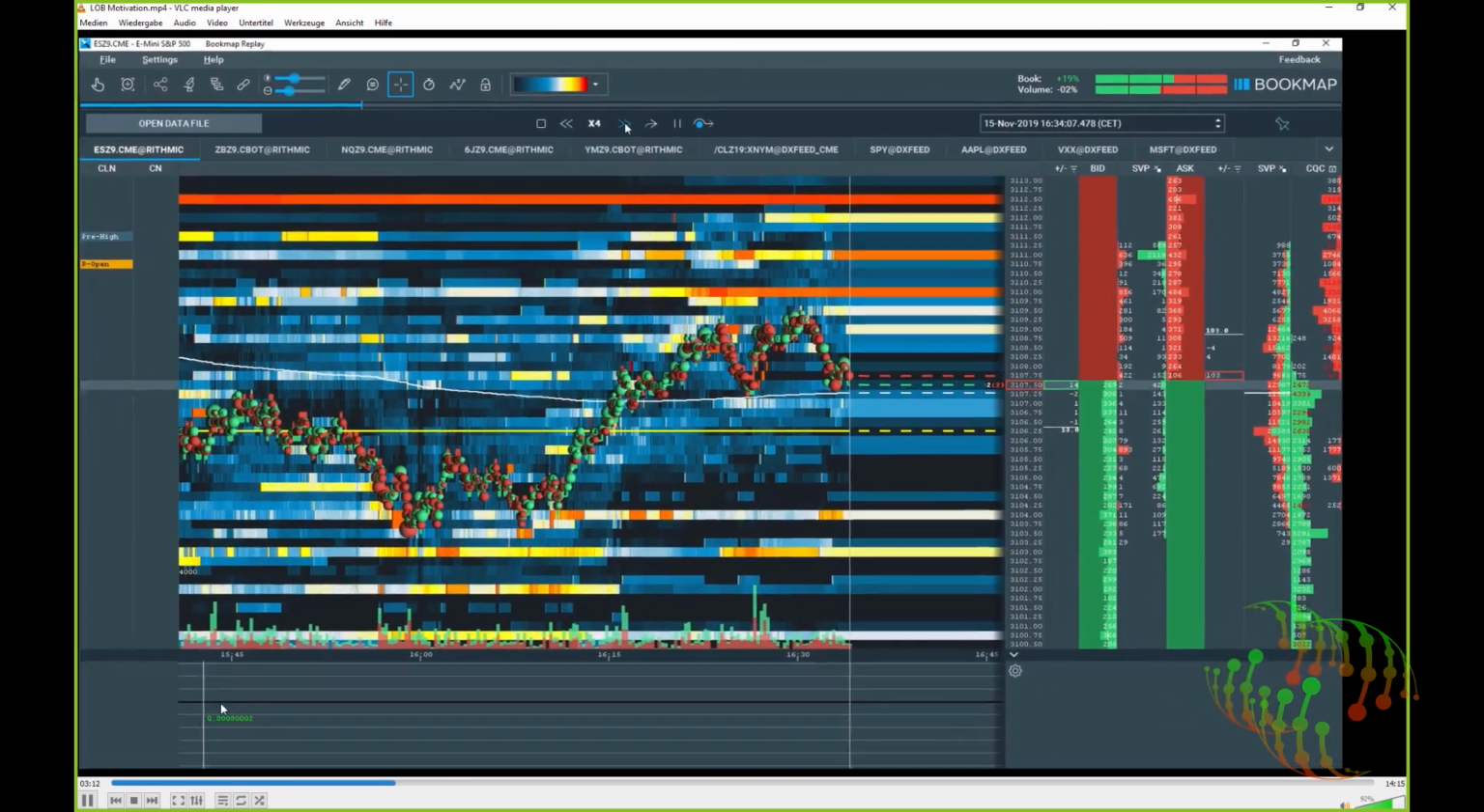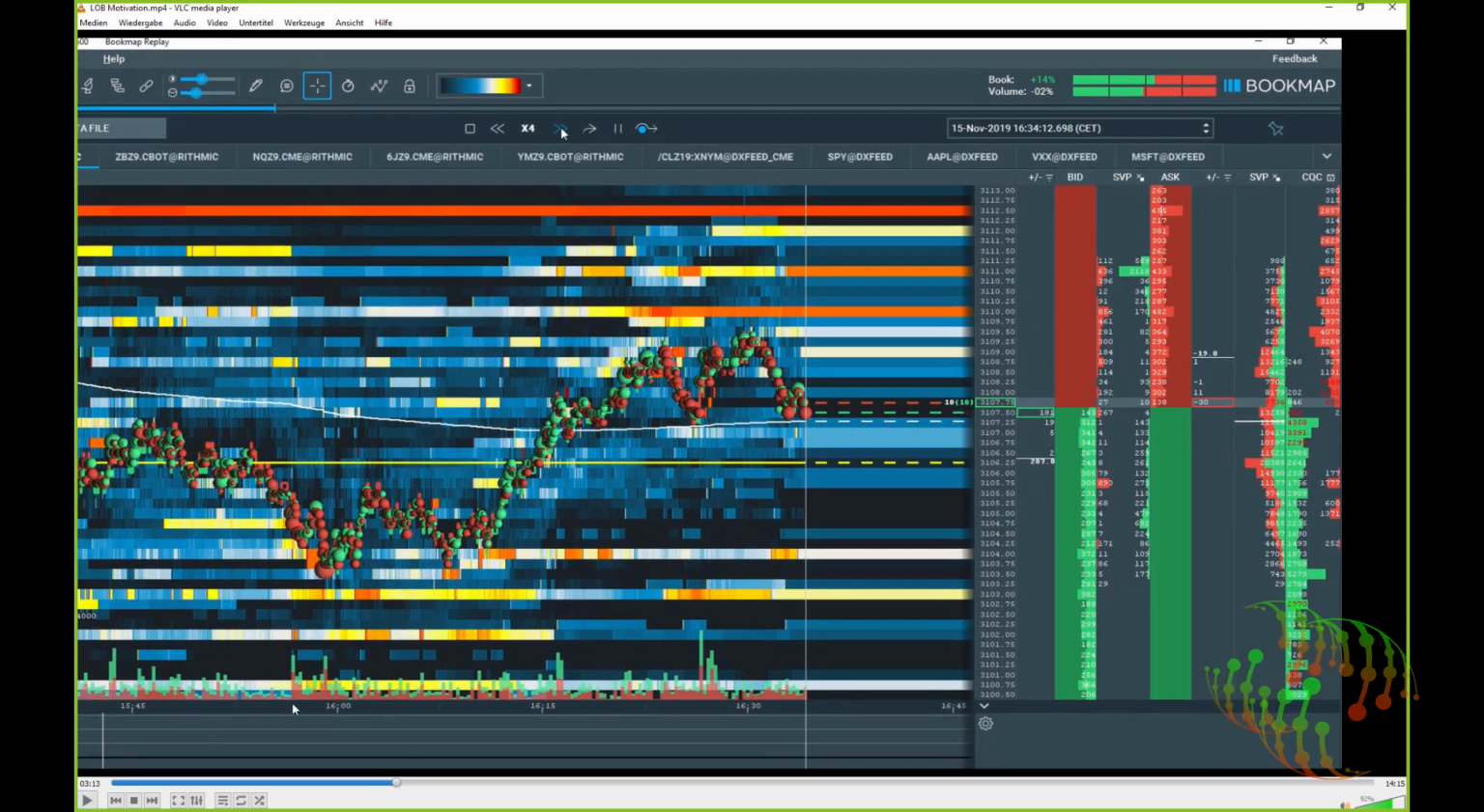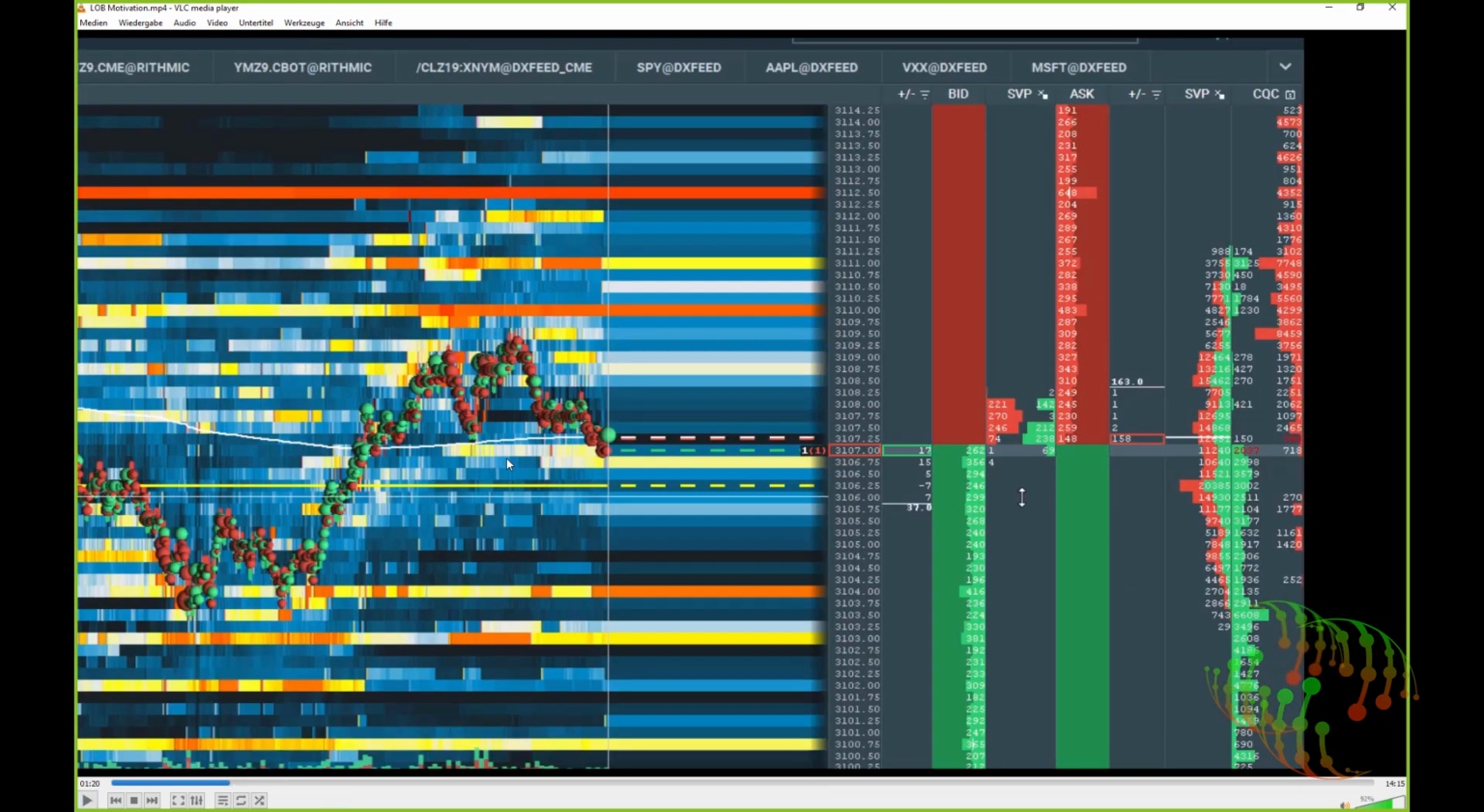Okay, great. So I would like to show you why this was a buy. And long before, the buyers came really in and lifted the price to 31.10 and above.